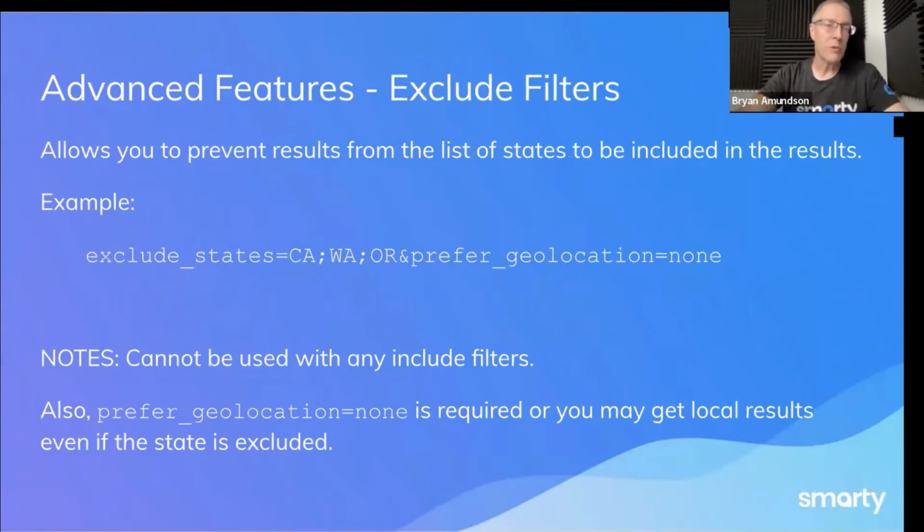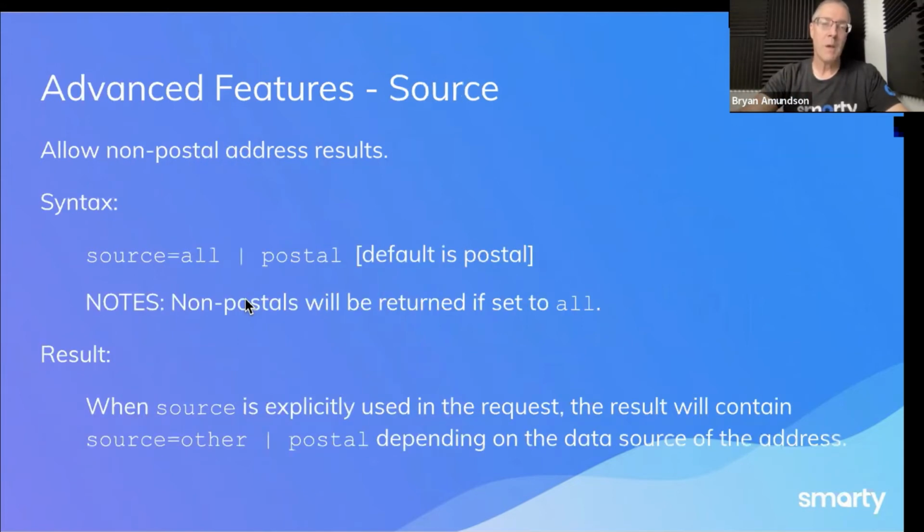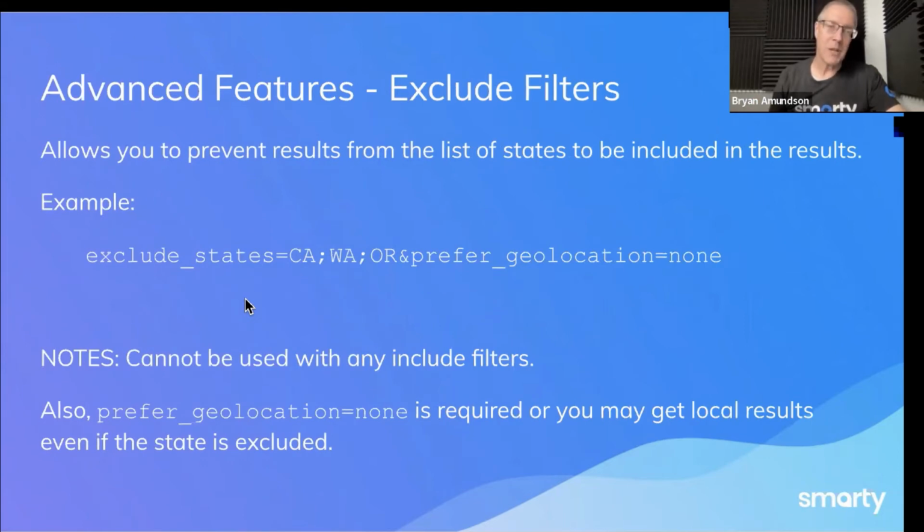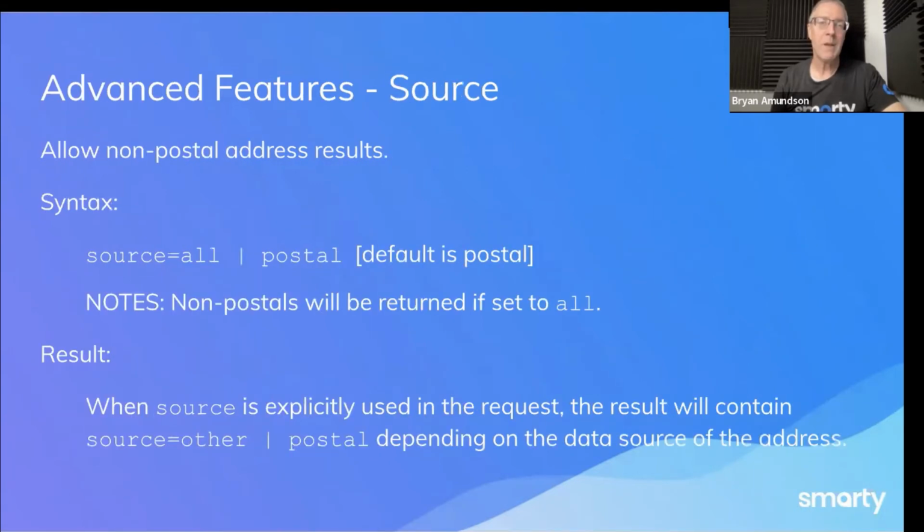There is an exclude filter as well. With this one, you definitely don't want your preferred geolocation to be on if you want to exclude specific states. Otherwise, what could happen is you could get local results that are not filtered out that could be in that particular state. So exclude states, the syntax is just like the other ones, just states separated by semicolons. That's hard to demo, so you'll just have to take our word for it that it works.